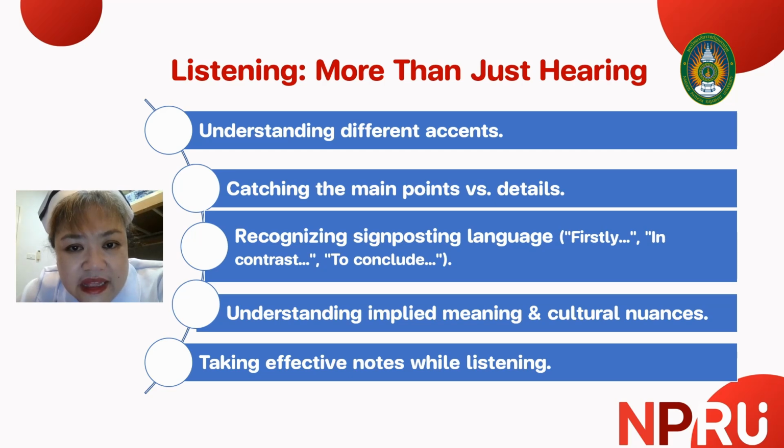Academic listening in English, specifically about cultural topics, can be challenging. We need to handle different accents, distinguish main ideas from details, understand how speakers structure their talks, catch subtle meanings, and take useful notes. Now, let's look at some skills.